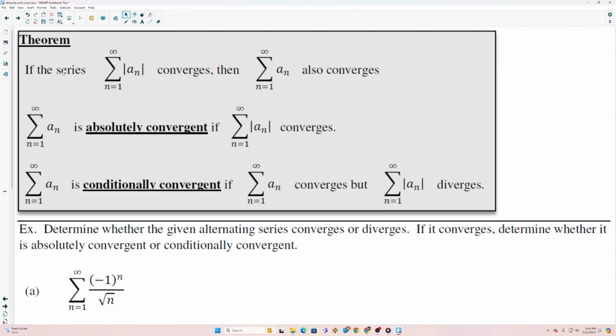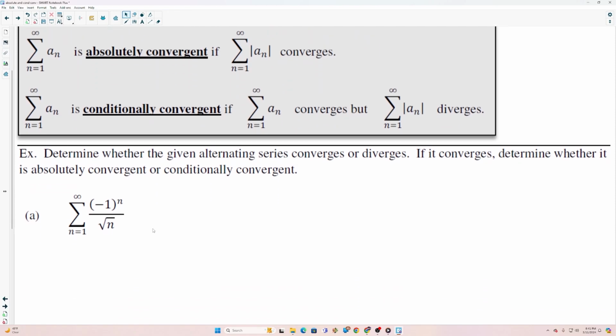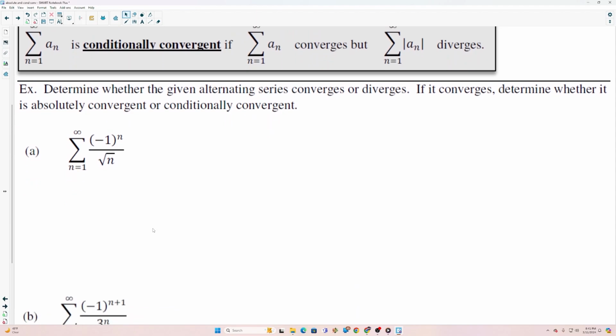If the series, the absolute value of a sub n, converges, then the original series also converges. So it's absolutely convergent if the absolute value of a sub n converges. This is conditionally convergent if a sub n converges, but the absolute value of a sub n diverges. Determine whether the given alternating series converges or diverges. If it converges, determine whether it's absolutely convergent or conditionally convergent.